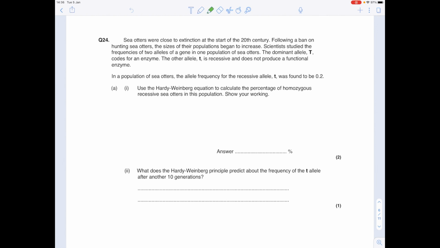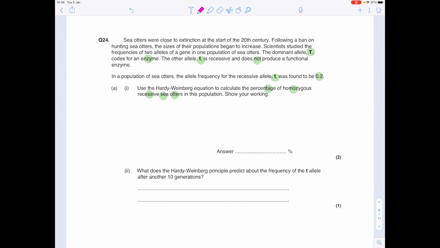Sea otters were close to extinction at the start of the 20th century. Following a ban on hunting sea otters, the size of their populations began to increase. Scientists studied the frequency of two alleles of a gene in one population of sea otters. The dominant allele T codes for an enzyme. The other allele, lowercase t, is recessive and does not produce a functional enzyme. In a population of sea otters, the allele frequency for the recessive allele t was found to be 0.2. Use the Hardy-Weinberg equation to calculate the percentage of homozygous recessive sea otters in this population.